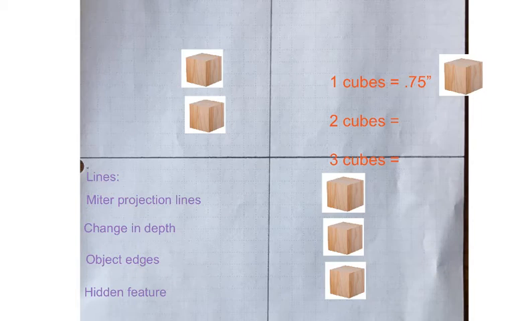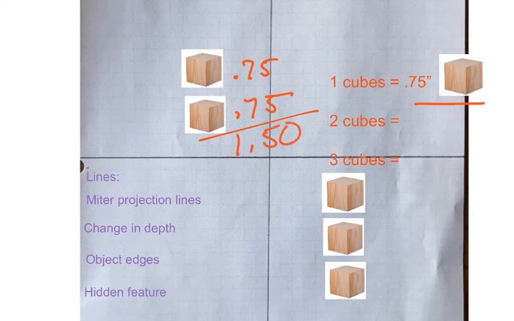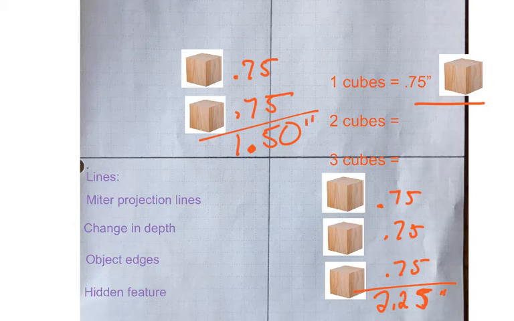Everything we do is going to be made out of cubes. We already talked about how one cube is 0.75. So what if you have two cubes? Two cubes would be 0.75 plus 0.75, and that equals 1.50. Write that down somewhere for yourself so you don't have to do the math every time. You can just say, oh, two cubes, 1.5. What if I have three cubes? Do that math: 0.75 plus 0.75 plus 0.75. That ends up being 2.25, and that's inches, okay.